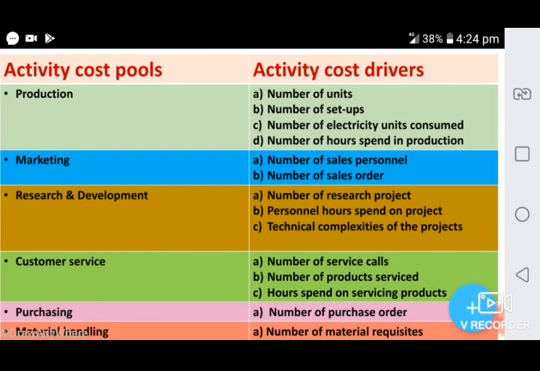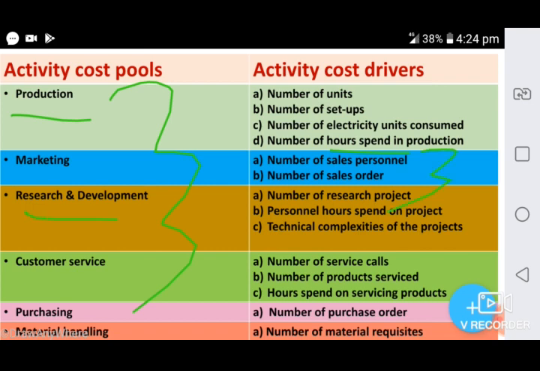This table focused on different activities and their cost drivers. In case of production, what are the cost drivers? Number of units, number of setups, number of electricity units consumed, and number of hours spent in production. Then in case of marketing, cost drivers are number of sales personnel and number of sales orders.